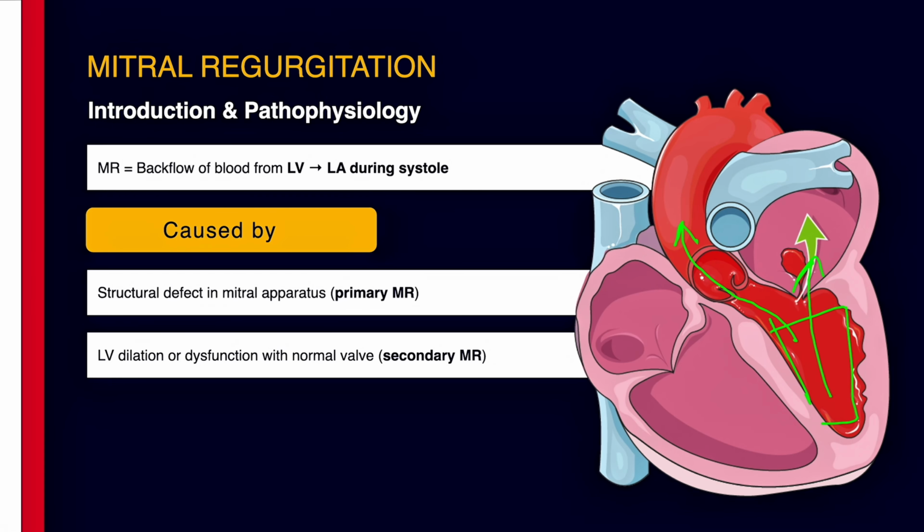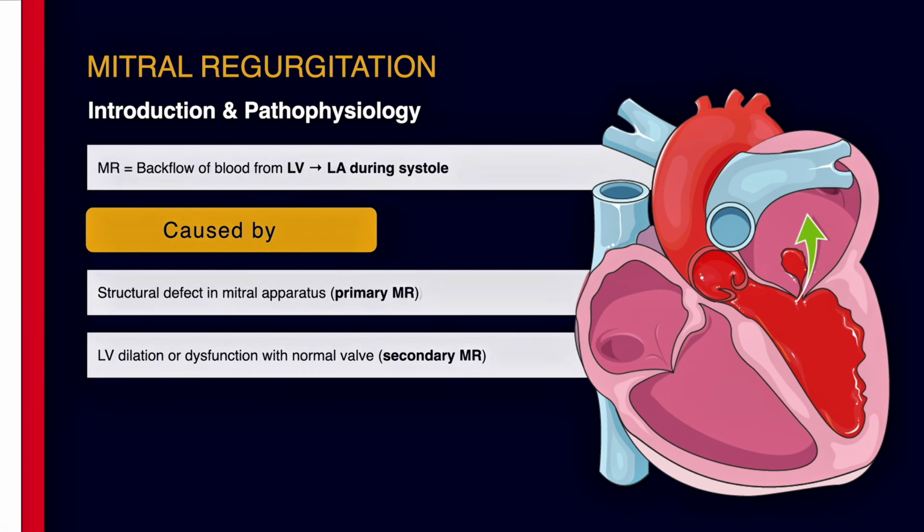Now this can happen for two main reasons. Number one, if there is a structural defect in the mitral valve itself, that's what we call primary MR. Number two, if the left ventricle is dilated or dysfunctional and the valve is pulled apart even though the valve itself is normal, that's secondary MR.